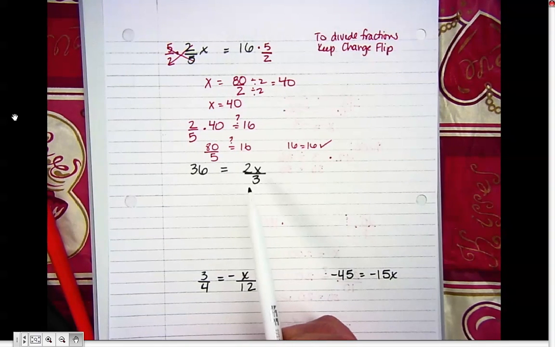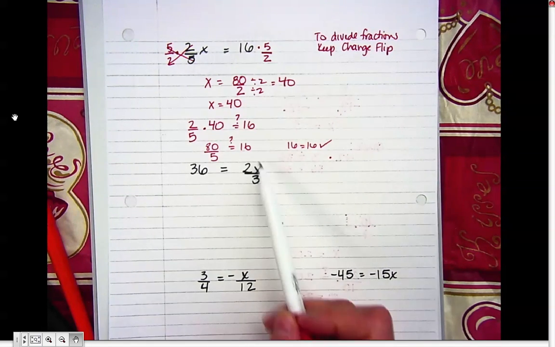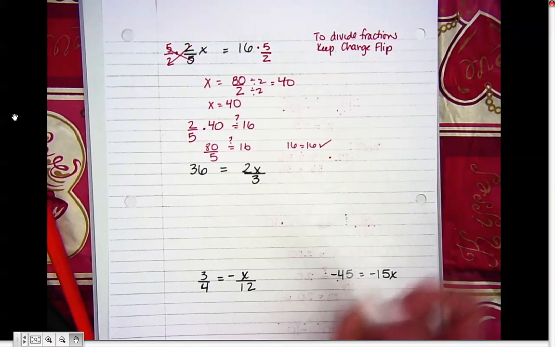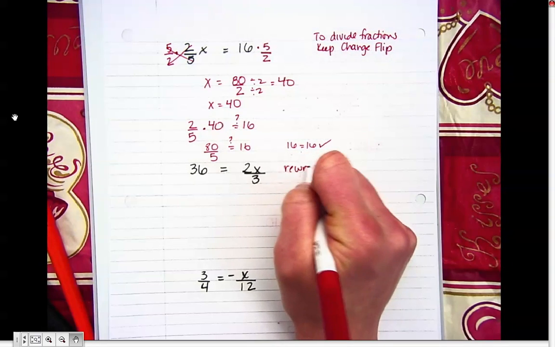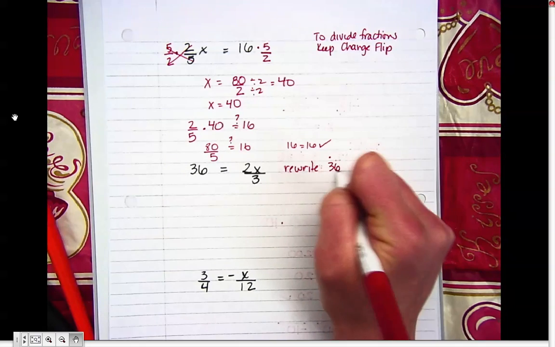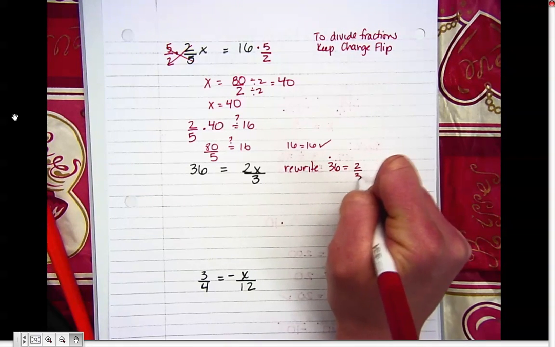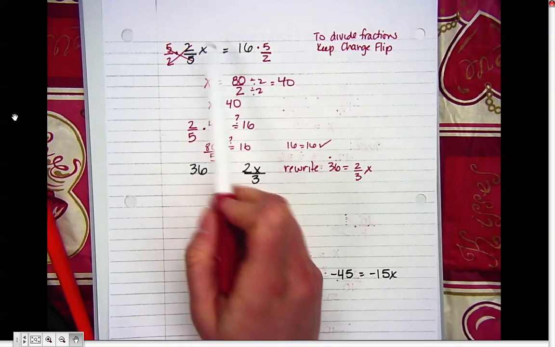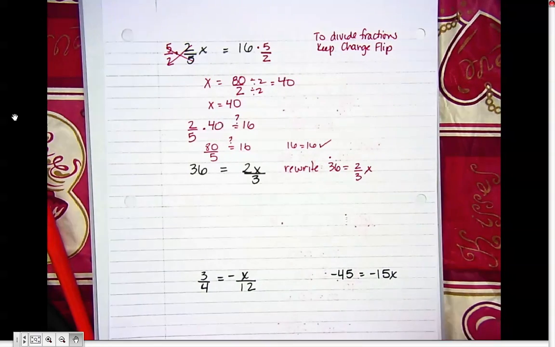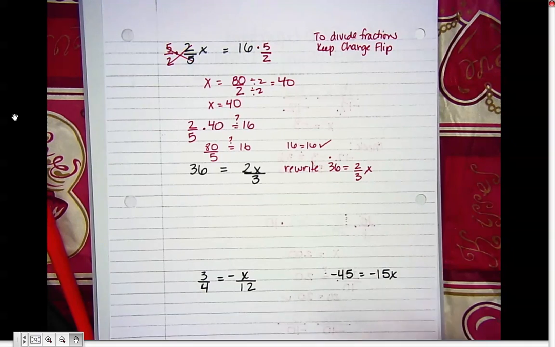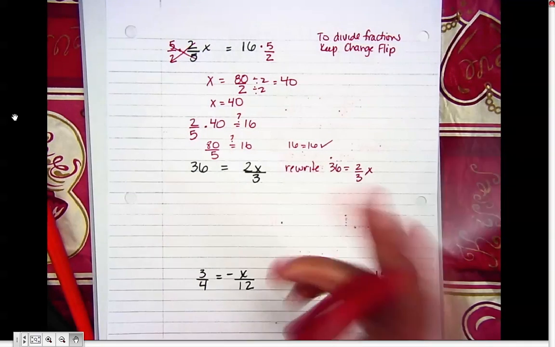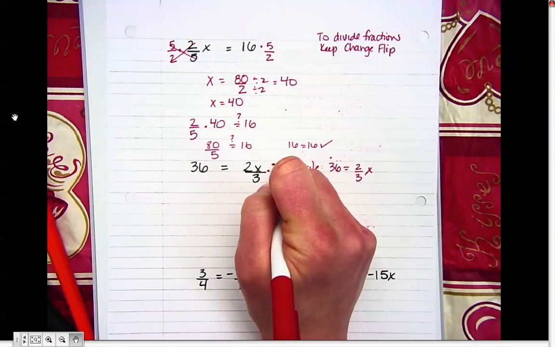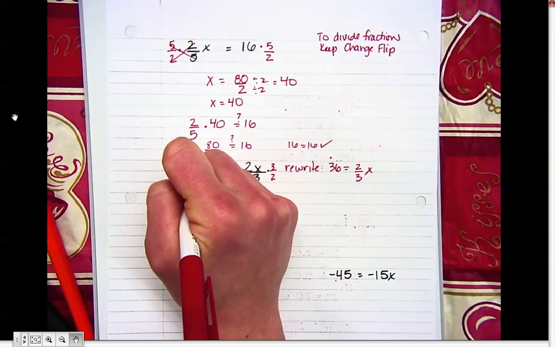So here the fraction is written a little bit differently. It's written as 2x over 3. If you don't like the problem being written this way, you can rewrite it as 36 equals 2/3 x. And then it has the same structure as this problem up here. We're not going to solve the problem any differently than we did over here. We're going to multiply both sides by the flip, 3 over 2.